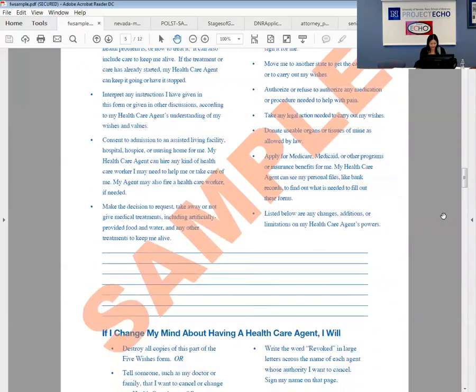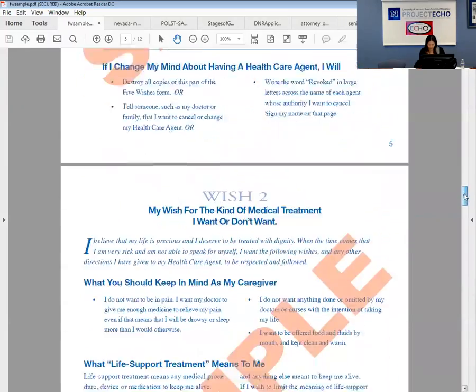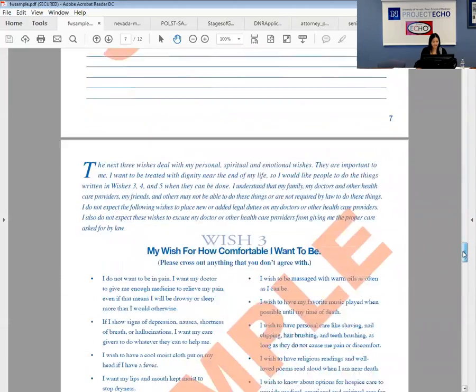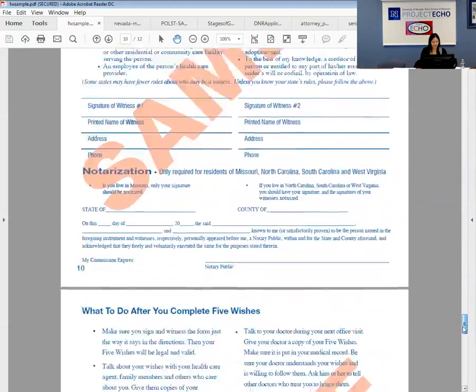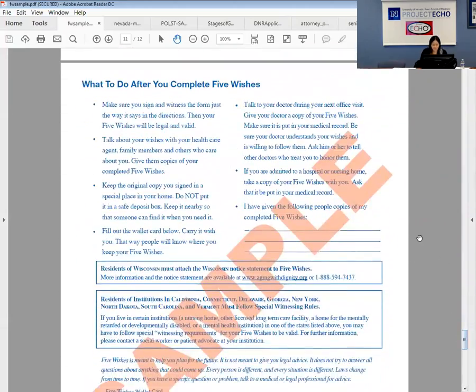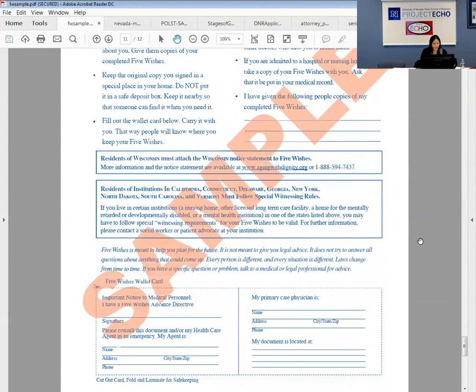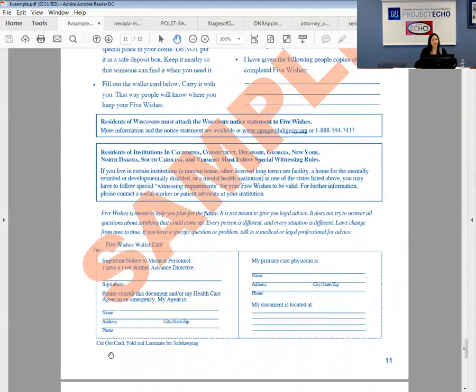So at the end of this, on page 11, it does show you an example of what the wallet card might look like. You can cut this out, laminate it, and just keep it in your wallet for safekeeping. It shows you where your document is located, your living will or your advance directive, who your primary care physician is, and then who your healthcare agent is.